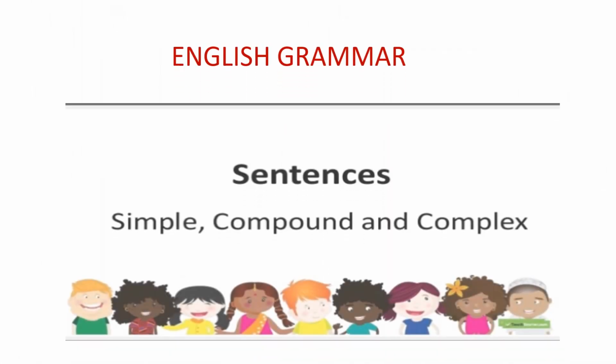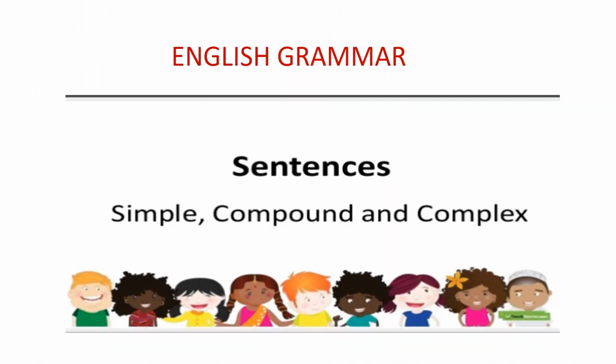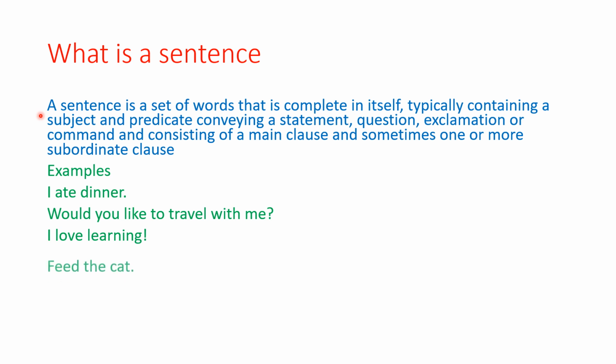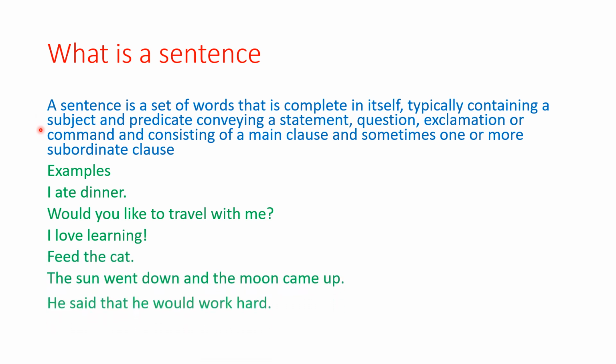English grammar: sentences, simple, compound, and complex. What is a sentence? A sentence is a set of words that is complete in itself, typically containing a subject and a predicate, conveying a statement, question, exclamation, or command, and consisting of a main clause and sometimes one or more subordinate clauses. Look at these examples of sentences.